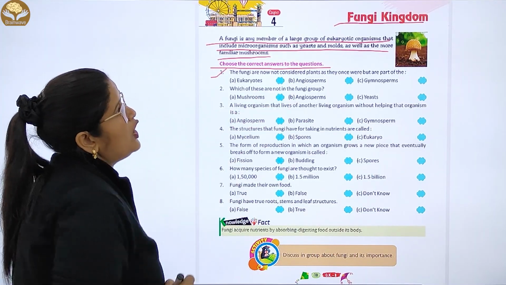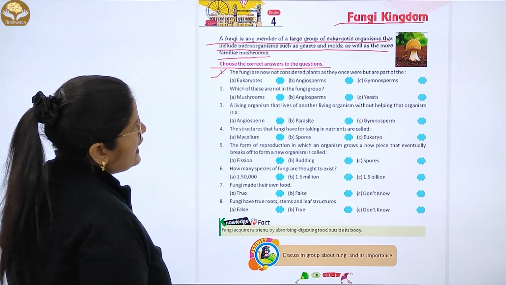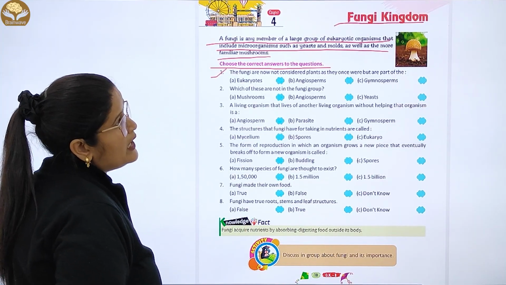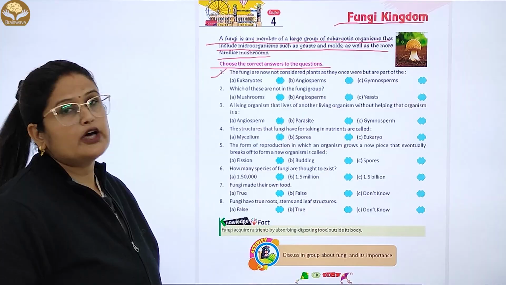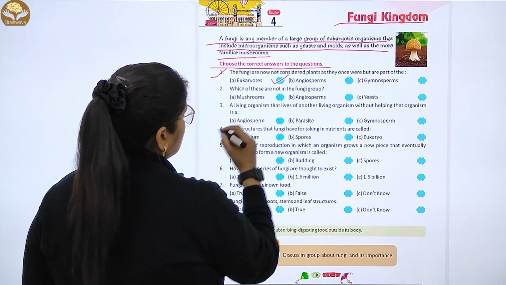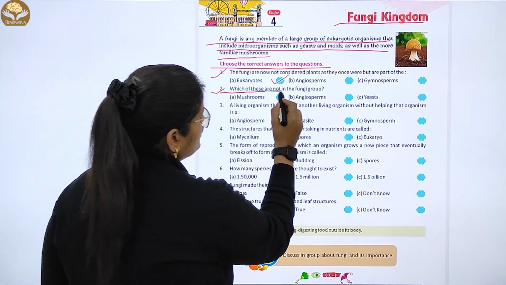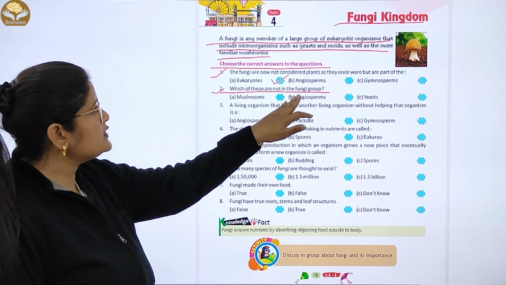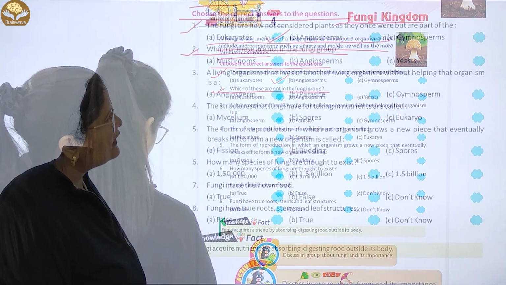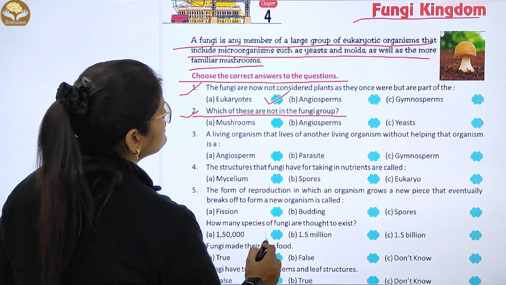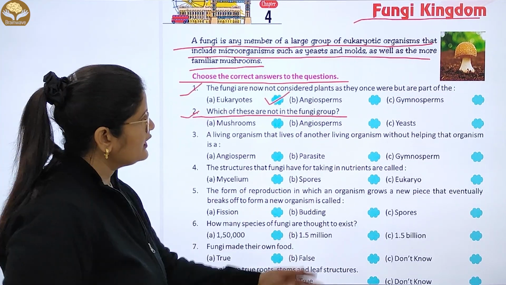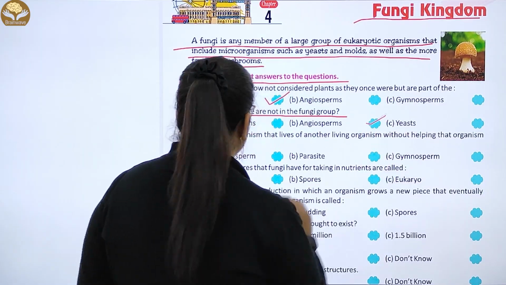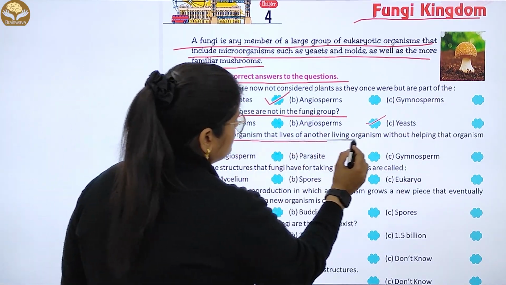The fungi are now not considered plants as they once were, but are part of the eukaryotes. This one. Number 2. Which of these are not in the fungi groups? Angiosperms. Number 3.